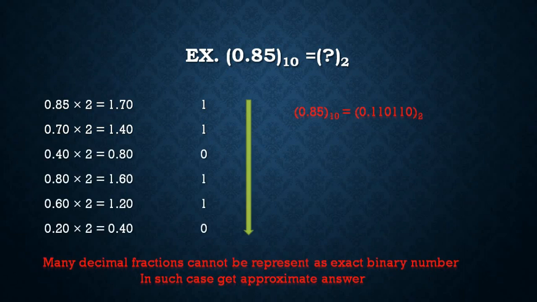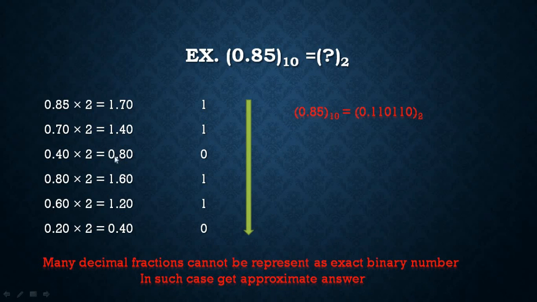Now we take the next fractional decimal number, 0.85 to the base 10. Again we follow the same procedure. We multiply the fractional part by 2. So 0.85 into 2 is equal to 1.70. This 1 is picked up for the result, and the remaining fractional part is put here. Again we multiply 0.70 into 2 is equal to 1.40. Again this 1 is picked up for the result, and the remaining fractional part is put here. Then 0.40 into 2 is equal to 0.80.